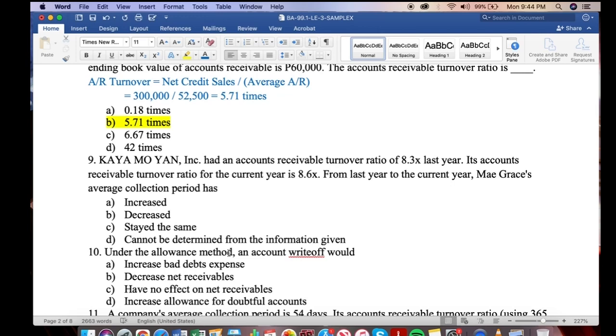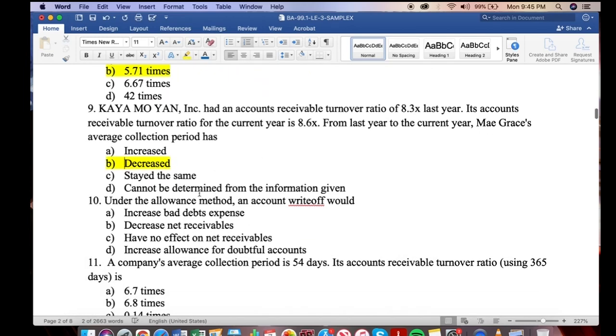Number 9. Kaya mo yan, Incorporated had an accounts receivable turnover ratio of 8.3 last year. Its AR turnover ratio for the current year is 8.6. From last year to the current year, average collection period has, again, parang we interpret this as 8.3 times siya nakakakolekta last year. Ngayon, 8.6 times na. Maganda ba yun? Yes. Kasi, nakakakolekta ka ng mas mabilis. Kung nakakolekta ka ng mas mabilis, yung collection period mo, bababa. So, decrease.